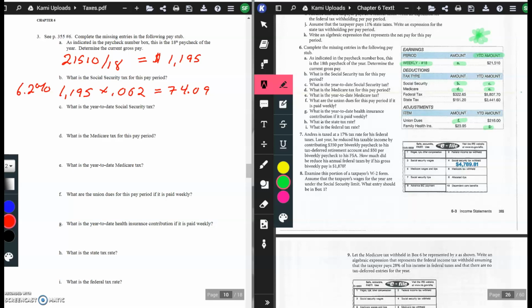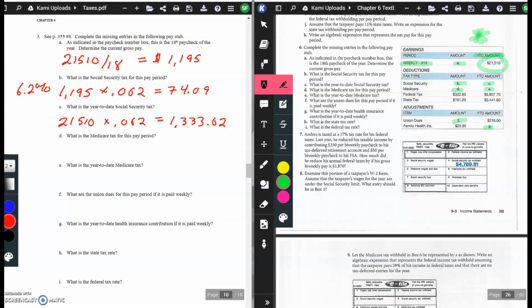What is the year-to-date Social Security tax? Okay, so you can take your year-to-date amount, which is up here, $21,510, and multiply that by 6.2% or 0.062. When you do that, you will get $1,333.62. So that would be part C of your pay stub.